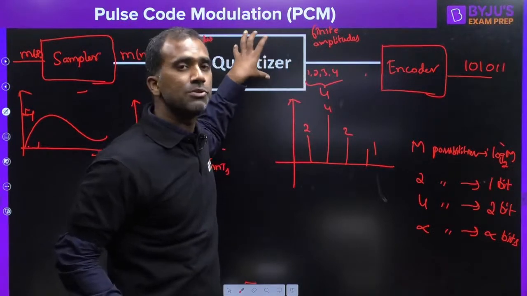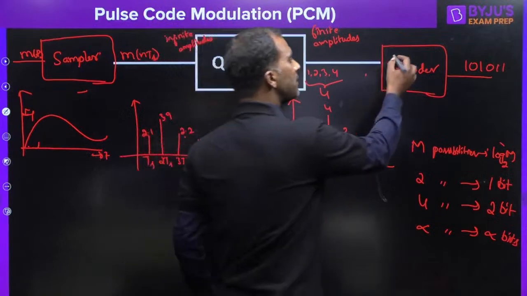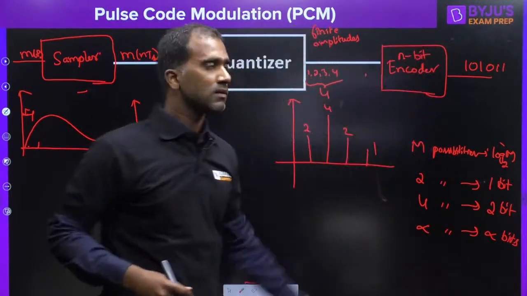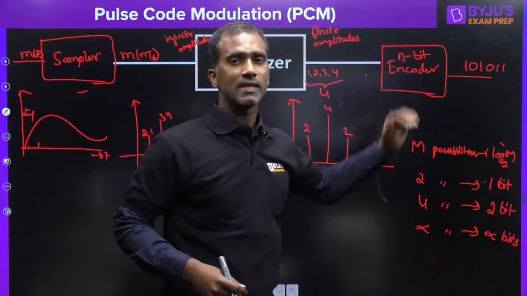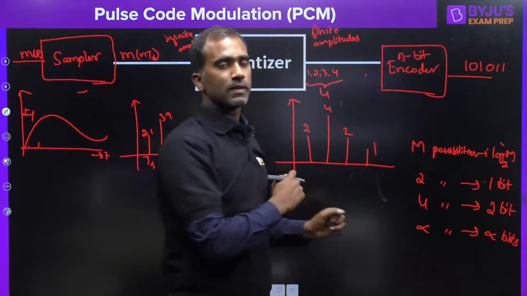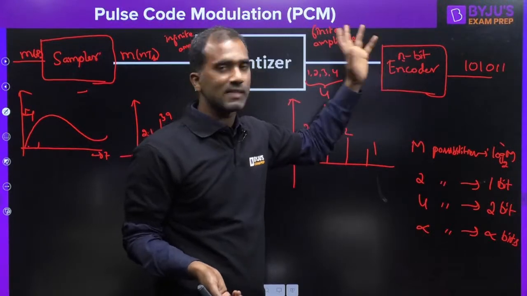The quantization levels used in the quantizer, or the quantizer design, is based on how many bits we use in the encoder. If it is an n-bit encoder, the number of bits that we are using for encoding is n bits. What that means is one sample is converted into n bits. This n can be anything, 4, 5, 6, 7, 8 also. In practice, we use n as 8 in a PCM system.